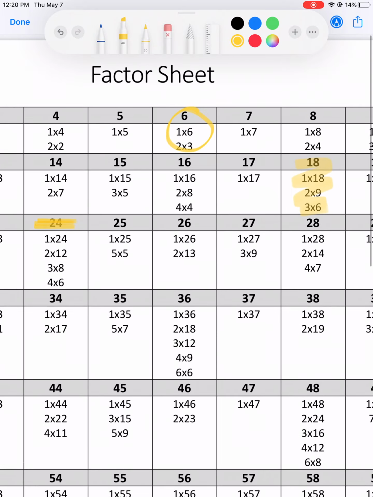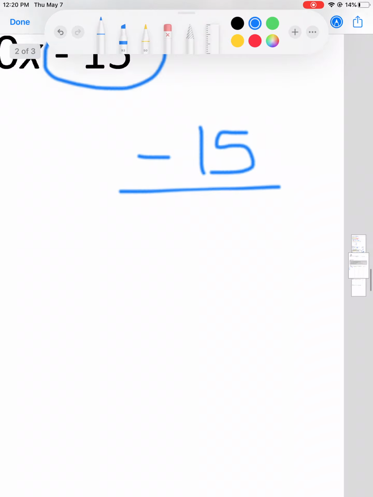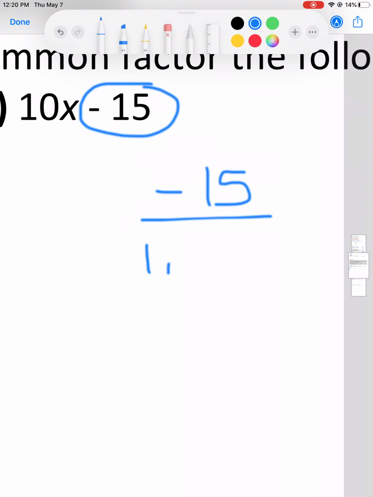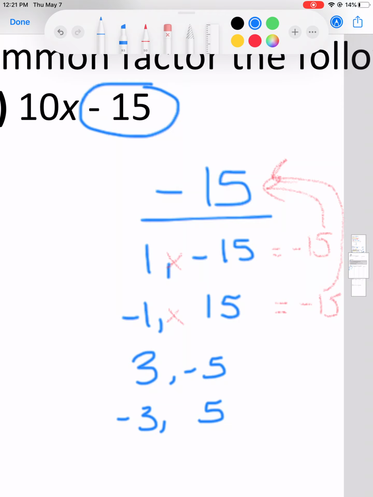Now I wanted to be sure. Okay, now we look at negative 15. What are two numbers that multiply to negative 15? We've got 1, negative 15. We've got negative 1 and positive 15. Remember, 1 times negative 15 is negative 15, and negative 1 times positive 15 is negative 15, and I'm going to do that all through, okay? 2 doesn't work. 3 and negative 5, and then negative 3 and 5.